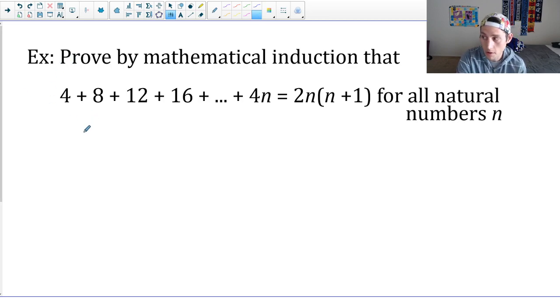Okay, so let's try one more for today, and then we'll do a couple more Monday. So prove by mathematical induction that 4 plus 8 plus 12 plus 16 plus all the way up to 4n is equal to 2n times (n plus 1) for all natural numbers. On the left here, what this is saying is if you add up all of the multiples of 4, right? 4 times 1, 4 times 2, 4 times 3, 4 times 4, 4 times 5, 4 times 6, and so on, it would just equal this right here, 2n times (n plus 1). Maybe. Let's prove it.